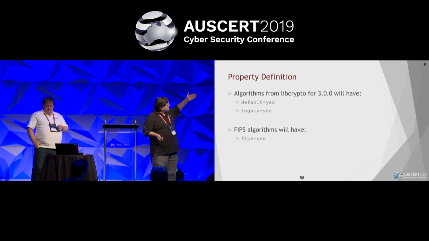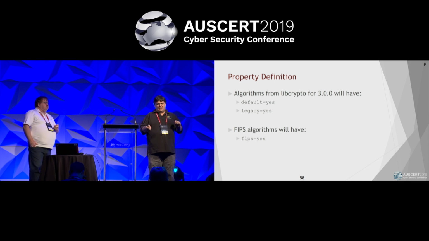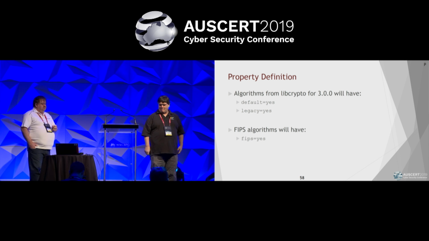In the current libcrypto, all the algorithms will fall into one of two categories. They will either have a property default equals yes, which means they're from the default provider, or they will have a property legacy equals yes, meaning it's an older, weaker algorithm. This gives you the ability to just say, I don't want any older, weaker algorithms by saying legacy equals no. And the FIPS provider will also have its own setting.